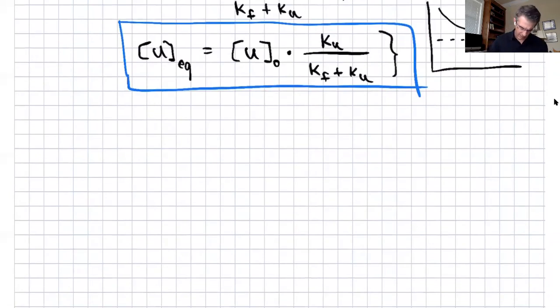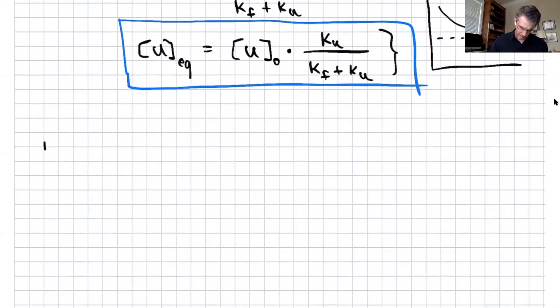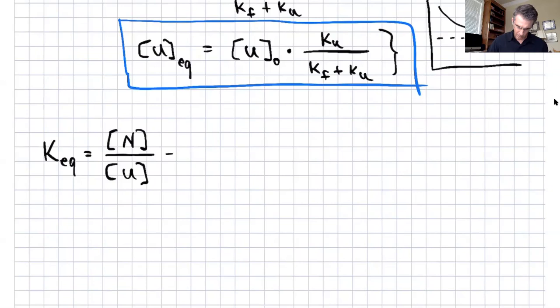Remember the equilibrium constant, right? The equilibrium constant, the way we've done it here, is just the concentration of product, the native state, divided by the unfolded state, which we know has to be equal, at equilibrium, if you recall our discussion about reversible processes, to just the ratio of the forward rate constant, the folding rate constant, divided by the reverse, the unfolding rate constant.